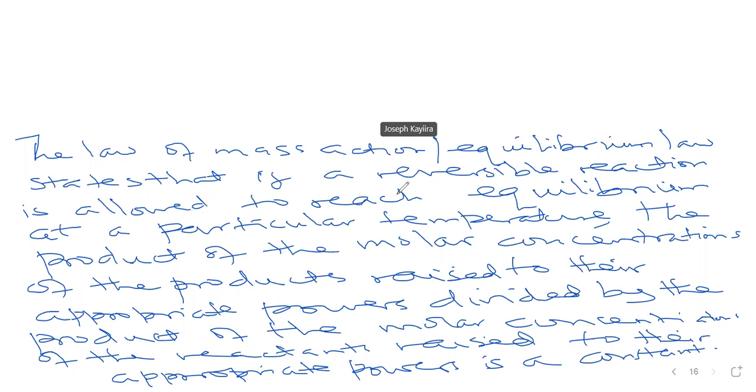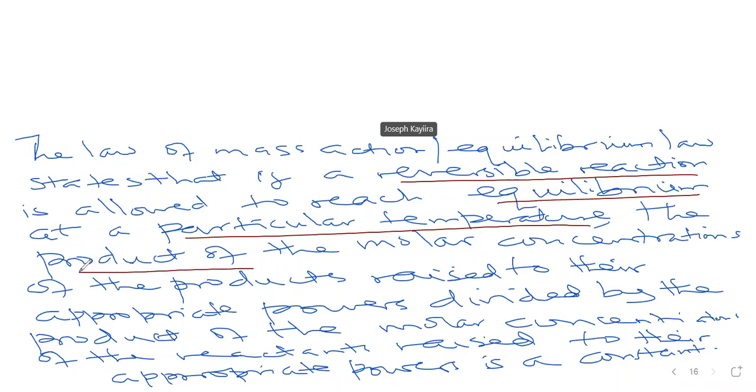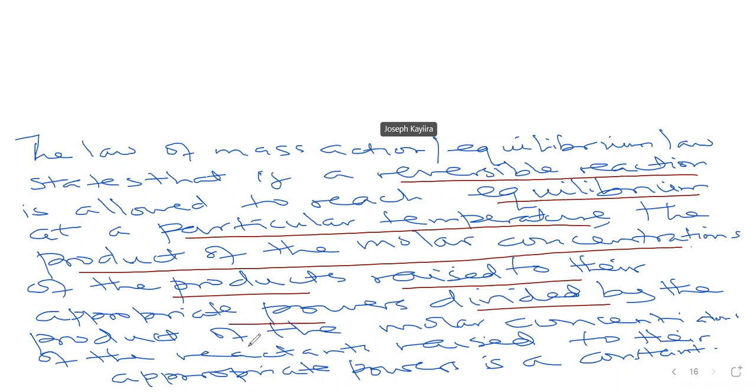That's what we call the law of mass action. For any reversible reaction allowed to reach equilibrium at a particular temperature, the product of the molar concentrations of the products raised to the appropriate powers, divided by the product of the molar concentrations of the reactants raised to the appropriate powers, is a constant, which we shall call Kc, or even later, Kp.